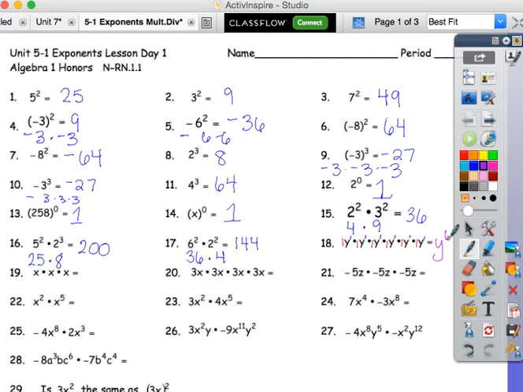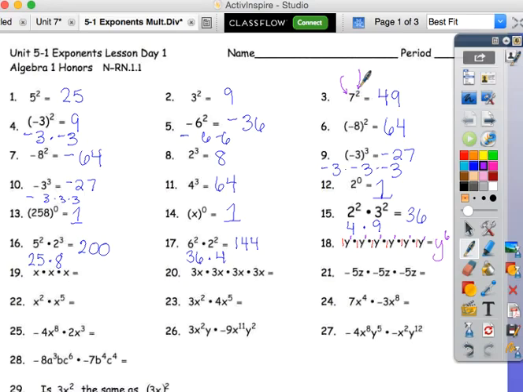Okay, now same base, meaning the y is the base here. The difference between a base and an exponent: the base is this larger number or variable, and the exponent is the little bitty one that's raised up to the right. So they have to be the same base in order to add the exponents. So let's look at 19.